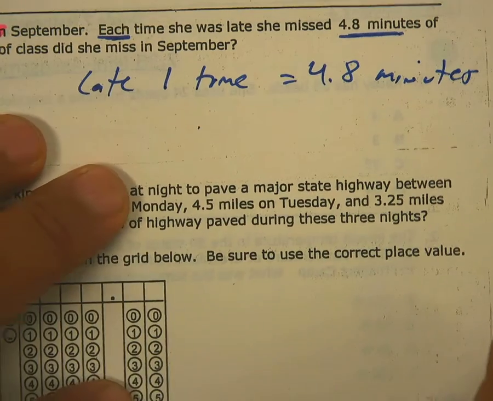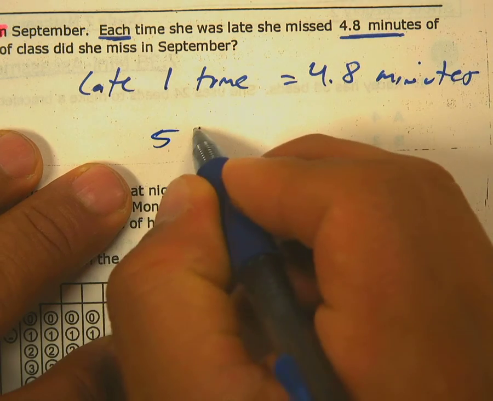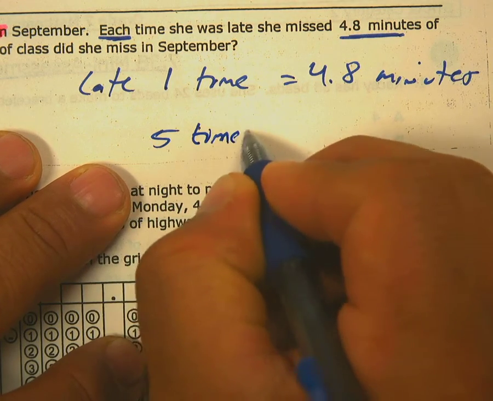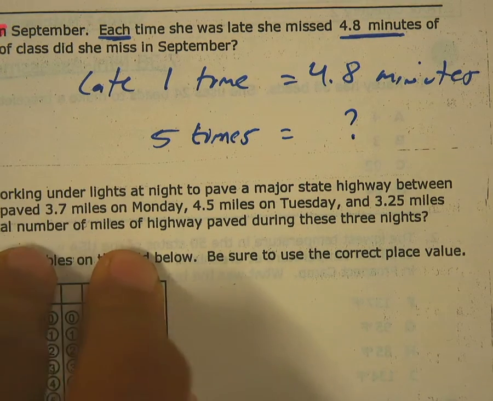Okay, 1 time. But she was late 5 times. So then if she's late 5 times, well, how many minutes is she late? Think about it.